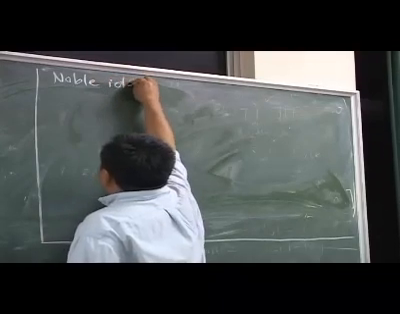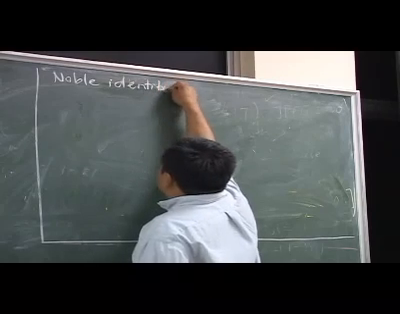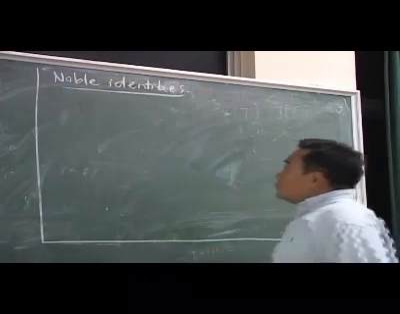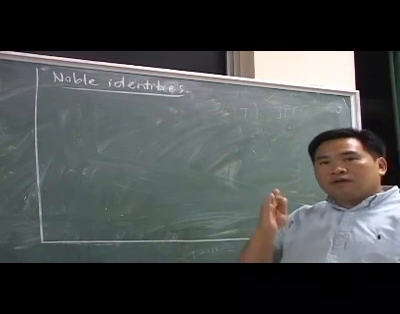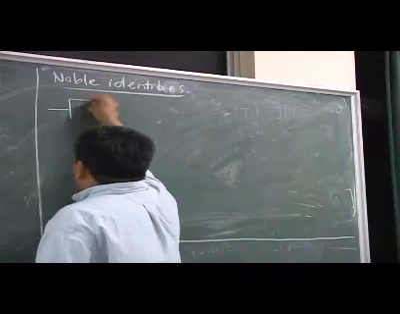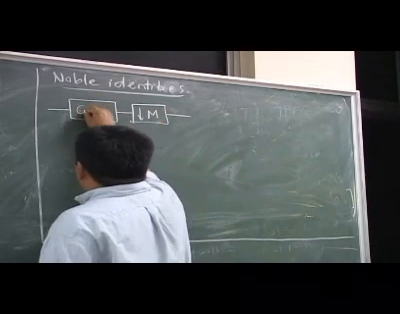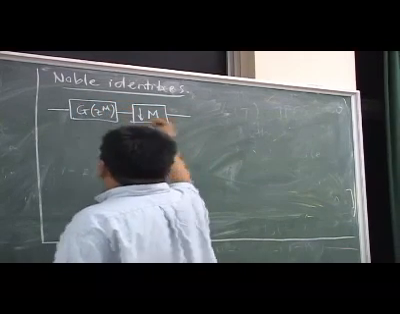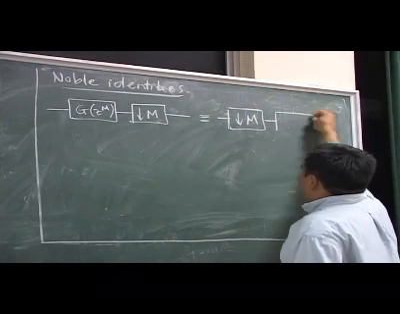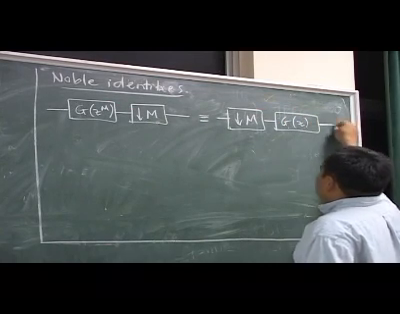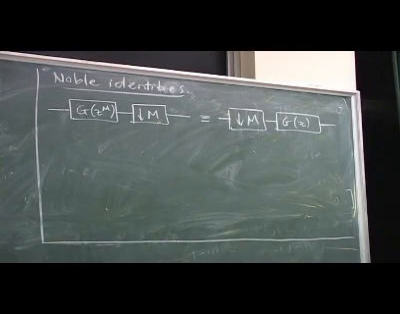Very important identity. The first one dealing with how to interchange operations of filter and downsampling. You can show that if you have a cascade of downsampling by M, G of z to the M, this is the same as G of z followed by downsampling by M. You can prove it. And I'm not going to discuss it, but you can prove it yourself.